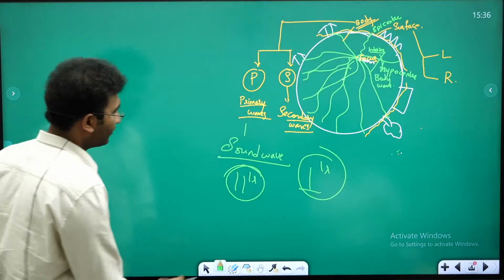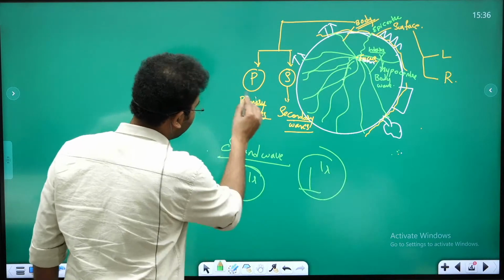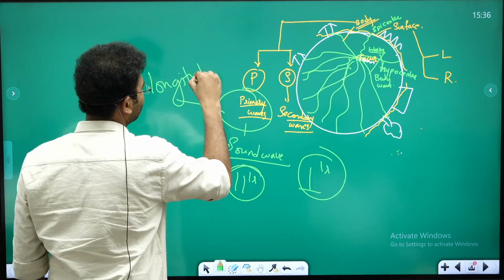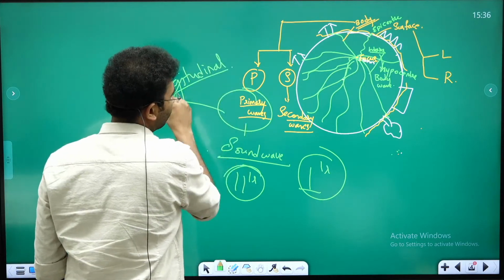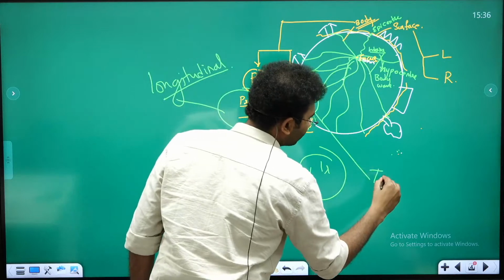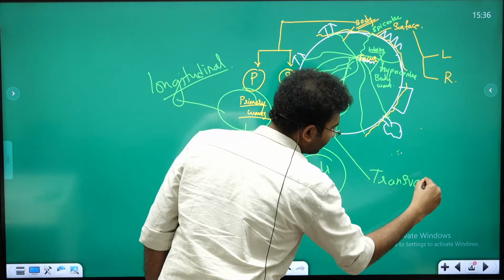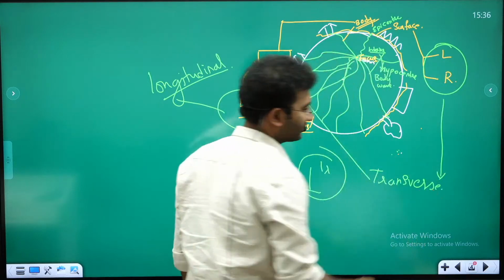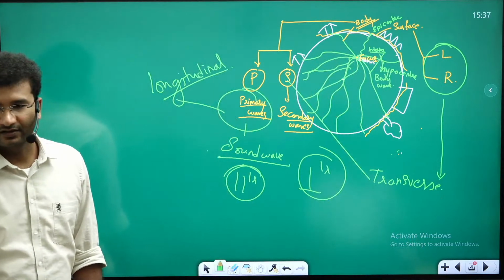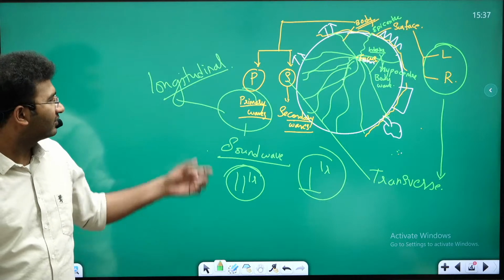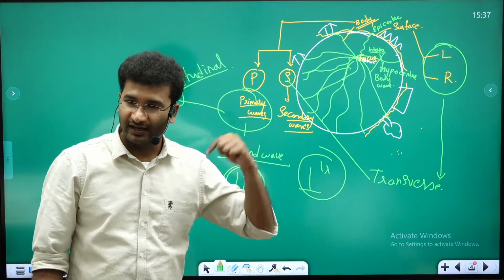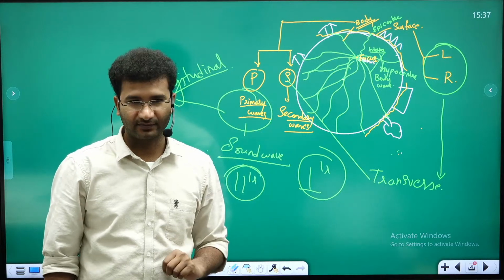I'll show you that this P wave is longitudinal. S wave, transverse. L and R wave, transverse. Right? Now let's try to understand what is longitudinal wave, what is transverse wave, and how they are helping to study the interior of the earth.